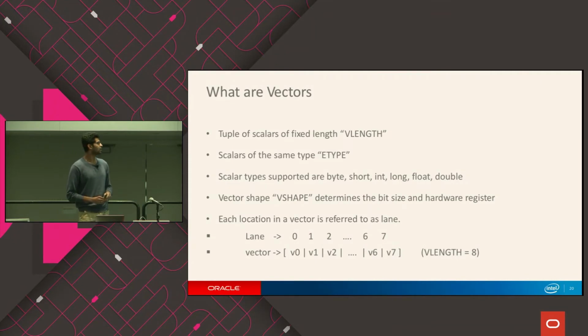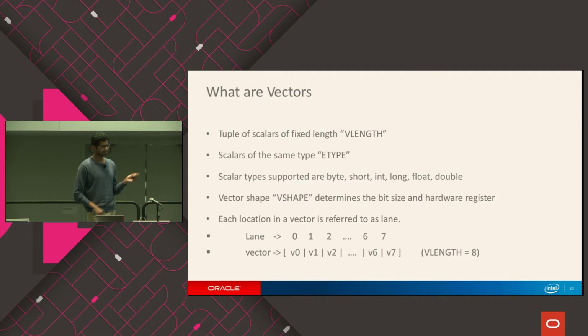So let's start with some basic definitions. What's a vector? We define a vector as a tuple of scalars of a fixed length, V length. Scalars are all of the same type, which we call E type. And these scalars which are currently supported in Vector API are byte, short, int, and long, and the floating point types float and double. V shape is the total size of the vector, which is the product of the length and the number of bits in a given type. And V shape determines how the vector is mapped to the underlying hardware.